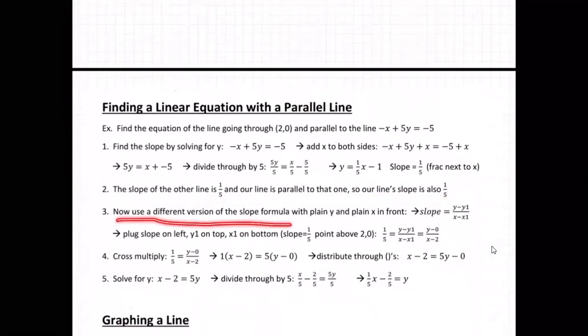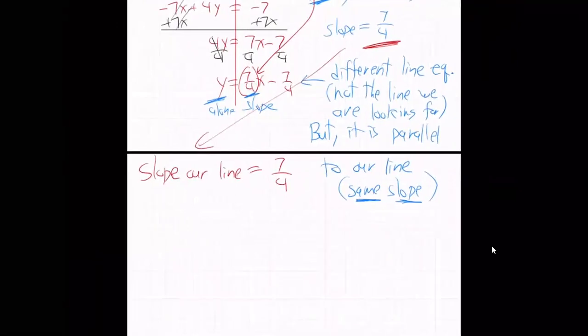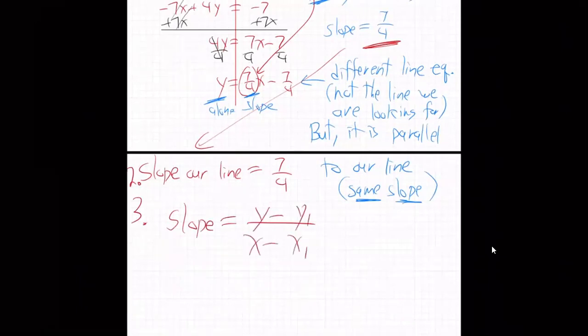Now use a different version of the slope formula, this is what we normally do now. Different version with the plain y and the plain x in the front. So this was basically step 2, saying, hey, our line's the same slope. So step 3, then you're going to use the slope equation. Remember the slope equation, but we're going to do it with a plain y in the front and a plain x in the front. The slope formula.